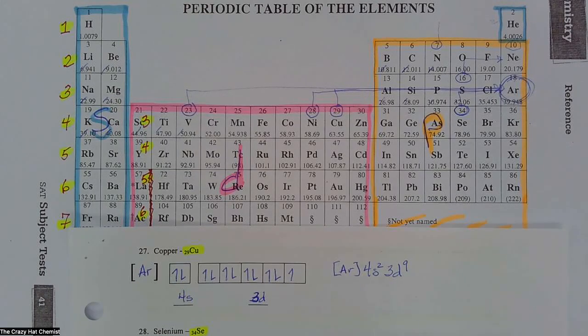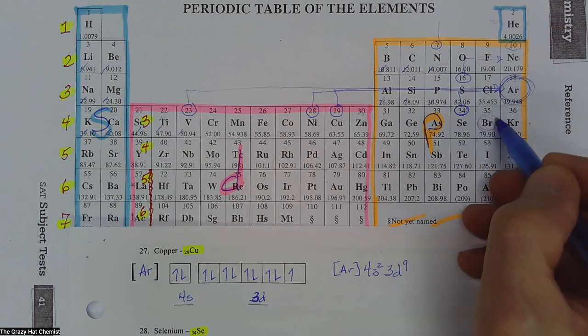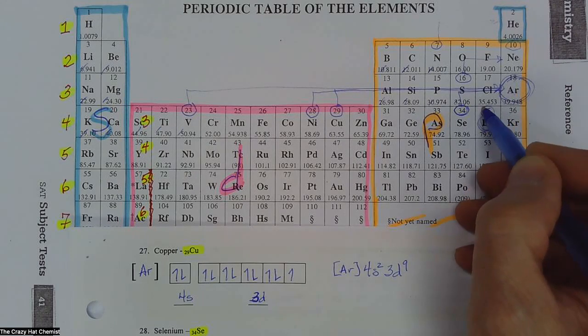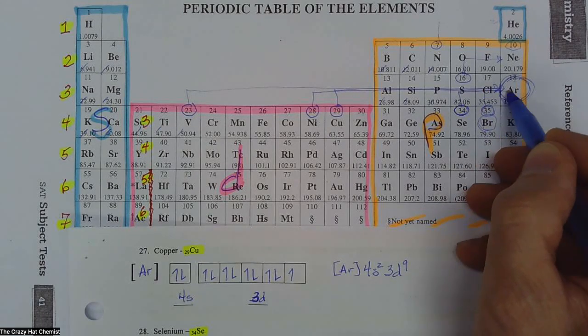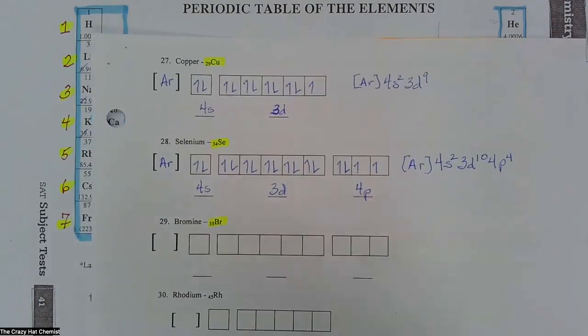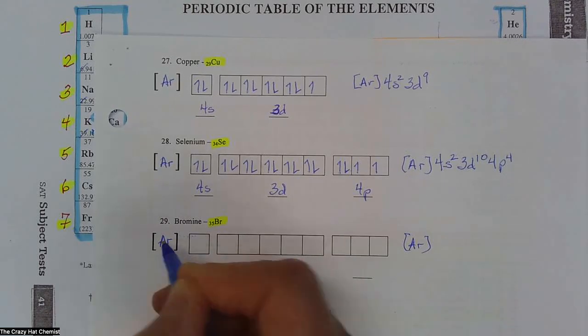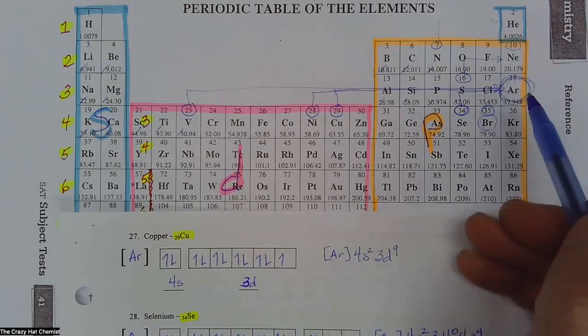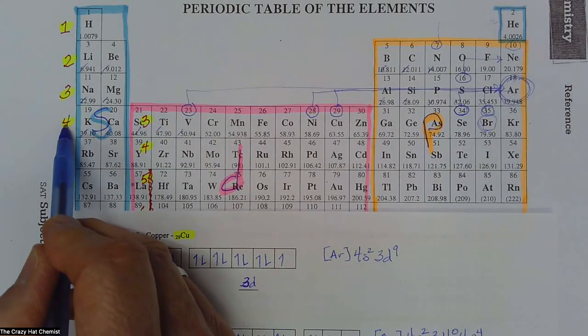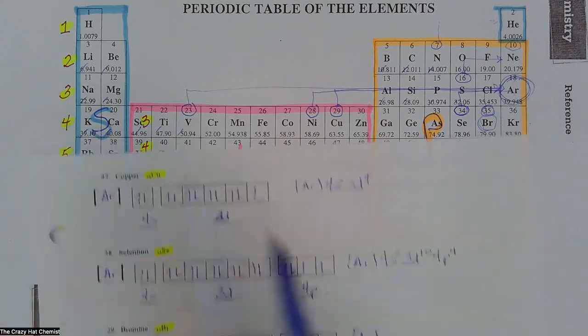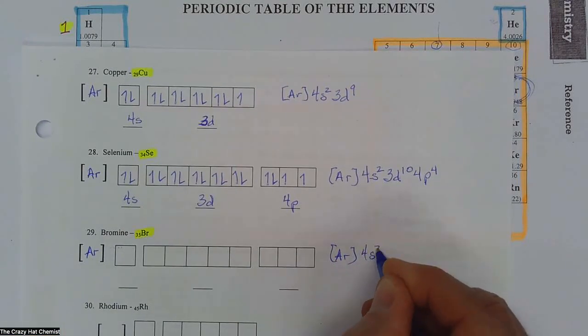So I'm going to pull this down for a bit here, and I'm going to do bromine, and that's element number 35. So I'm going to go up one period and slam it to the right, so that's argon. So I'm going to write that down, Ar in brackets. I can fill that in, Ar in brackets there. Okay, then that will be a 4s2. I'll write that down, 4s2.